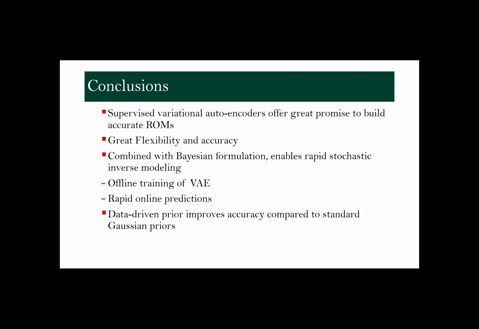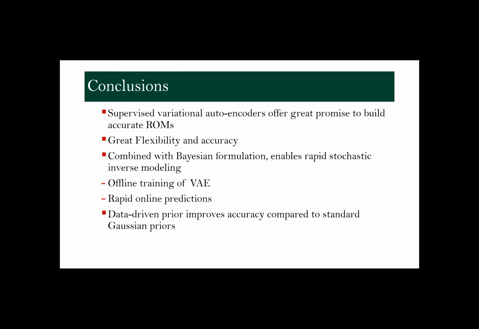Okay, so conclusions. Supervised variational autoencoders and deep generative models offer great promise to build accurate reduced order models with great flexibility and accuracy. Combined with the Bayesian formulation, they allow us to do rapid stochastic inverse modeling and data assimilation. So we need offline training of the variational autoencoder or GANs. I prefer the variational autoencoder because it is quite cheap to get a good result for now.